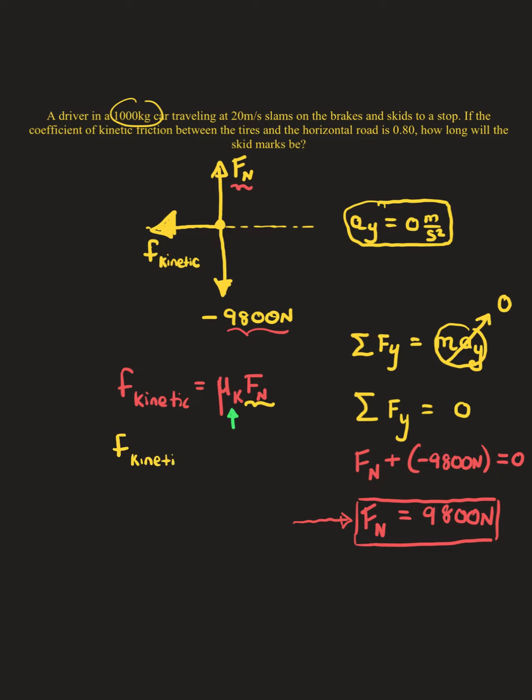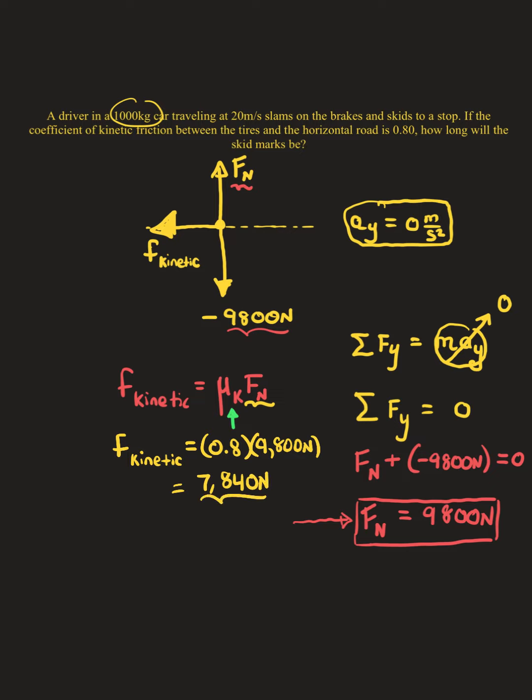So we have 0.8, the coefficient of kinetic friction between the tires and the road, which is a unitless quantity, and then we'll multiply that by the normal force, 9,800 newtons. So this gives us 7,840 newtons. And that's the total kinetic friction force between the tires and the road.